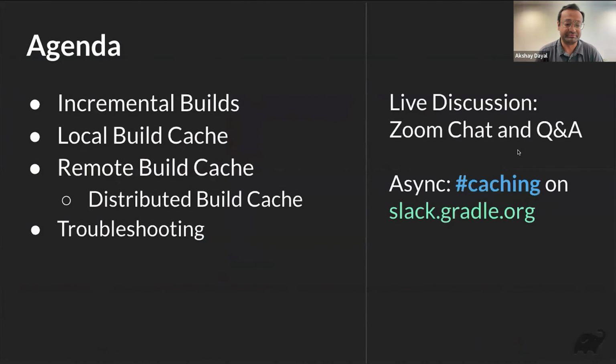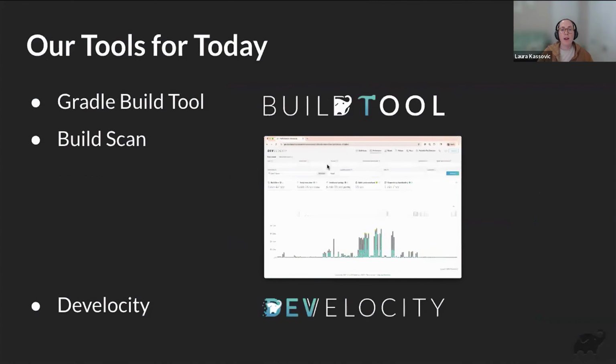So today's agenda, we're going to cover three really important topics. We'll start with incremental builds, then we'll cover the local build cache, and finally the remote build cache. Then we'll do a little tidbit about troubleshooting cache issues. As Akshay and I demo items today, we're going to use the Gradle Build Tool, of course. We're also going to use build scans, and you'll see us use Develocity.